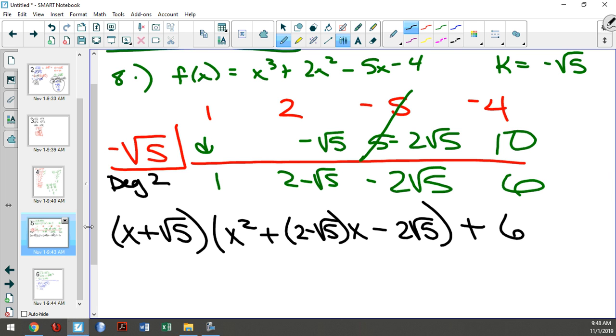Circle that one and come back to it. If we have time, we'll do that one, okay? I didn't.